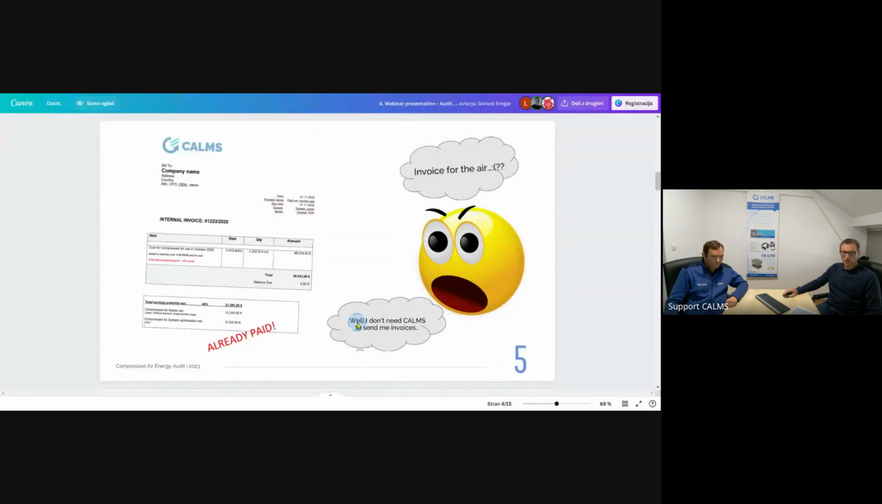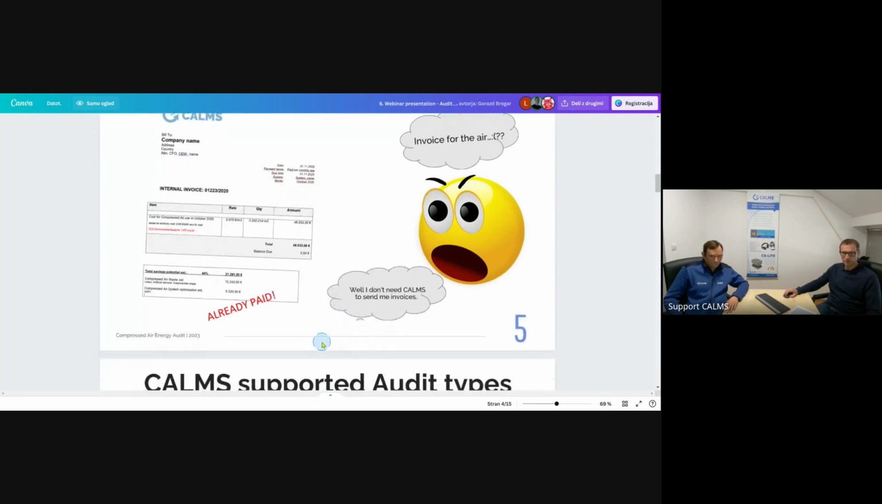You might be surprised when you actually receive the invoice, because compressed air is a forced utility and normally it's not invoiced. But our approach is that we send you, let's say, internal invoices. Of course, they're already paid by some other utility parts of your company. But this is just to show awareness of compressed air, how much it costs. So this is also a very important part.